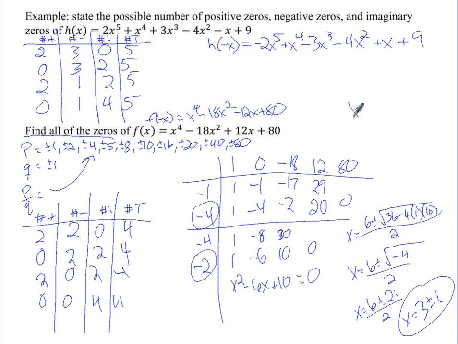We have x equals -4, x equals -2, and x equals 3 plus or minus i. Those are the 4 solutions. Those are the 4 roots.